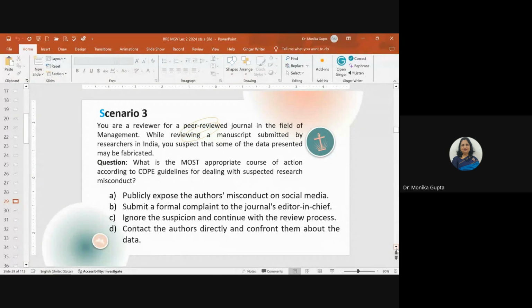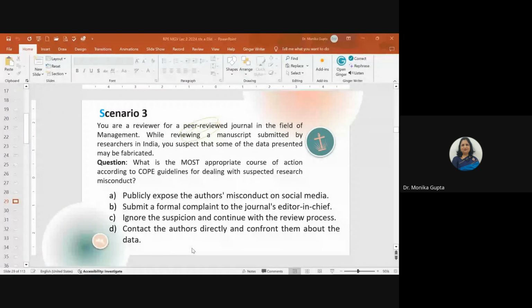Ma'am, I think: publicly expose the authors, submit a formal complaint, ignore the suspicion, or contact the author directly? Yes, option B, ma'am, maybe submit a formal complaint to the journal's editor-in-chief. Okay. Others? Others also should respond? B, ma'am. Okay. So this, contact, yes, sir. Which option, sir? Option D. D, and ask for the source.